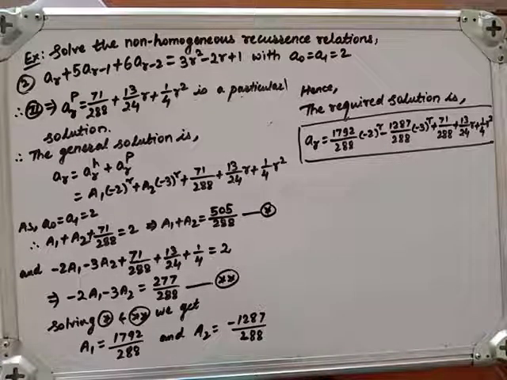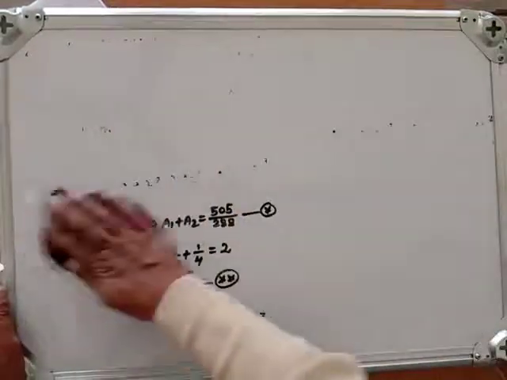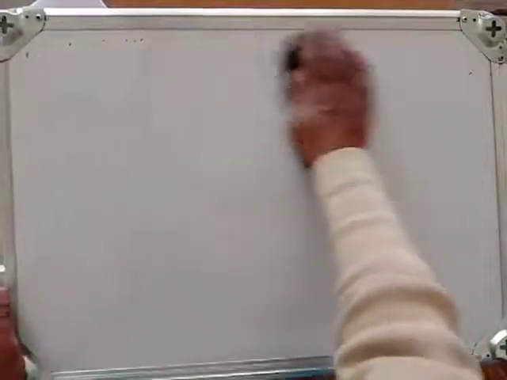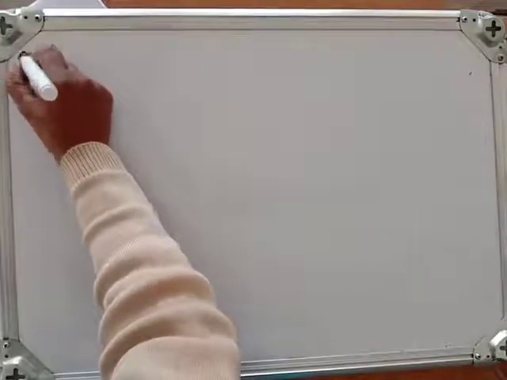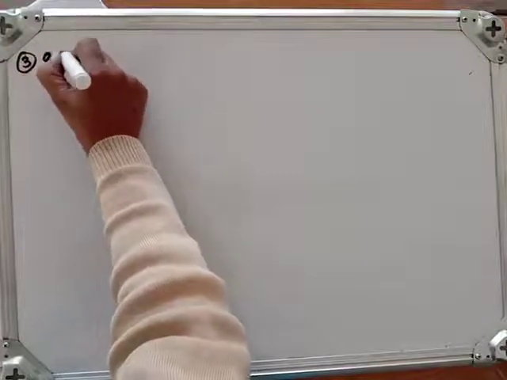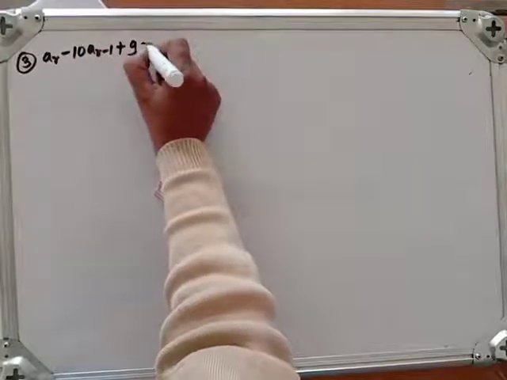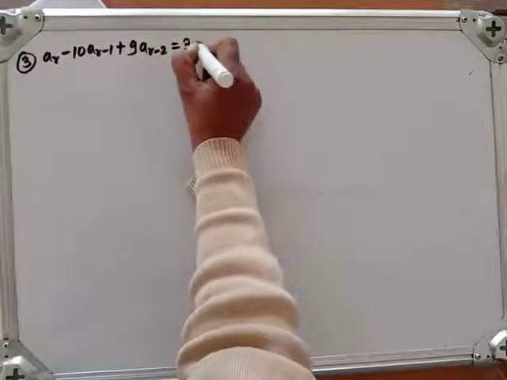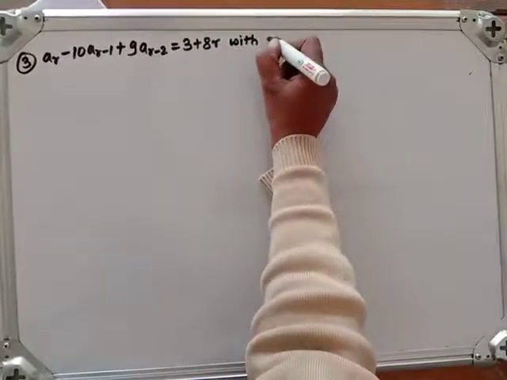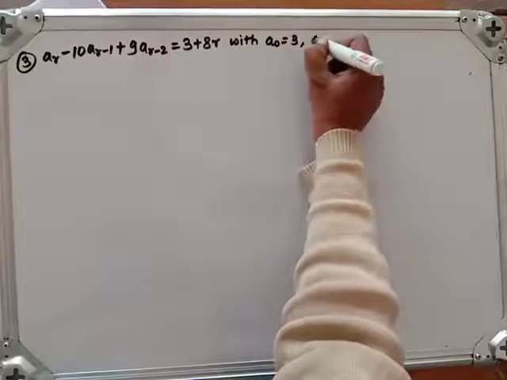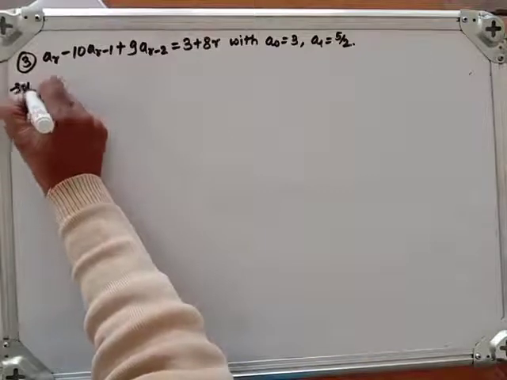Now, let us take the next example. The third one: suppose the recurrence relation is AR minus 10 AR minus 1 plus 9 AR minus 2 is equal to 3 plus 8R, with A0 is equal to 3 and A1 is equal to 5 by 2. Okay, now the solution for this.